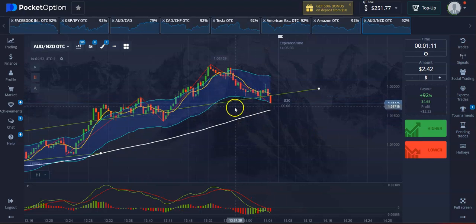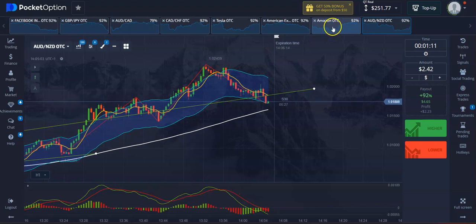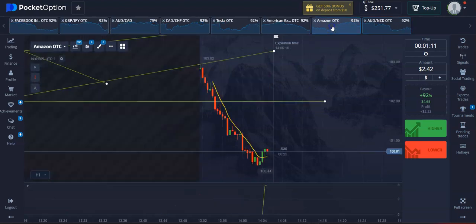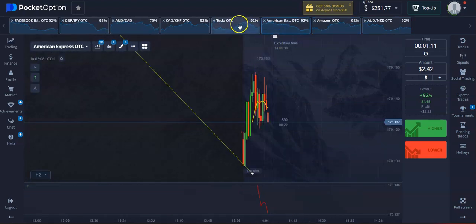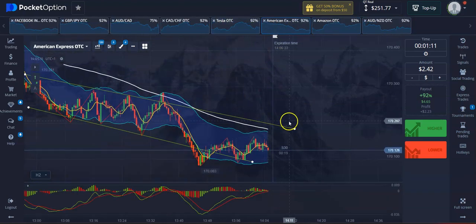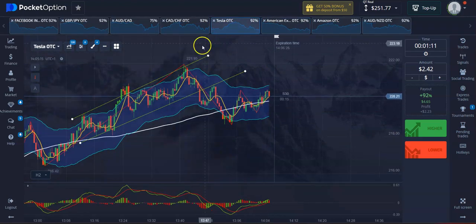If that's the case, I'm just gonna call it a day, because there is no point trying to force trades. When you start forcing trades, that's when you will start losing your balance. Okay, so this one is not doing what it's supposed to do. This one, mm, too spiky, so forget about it.